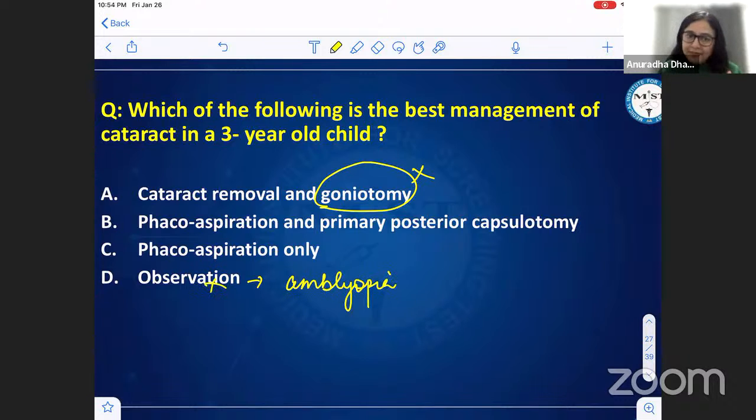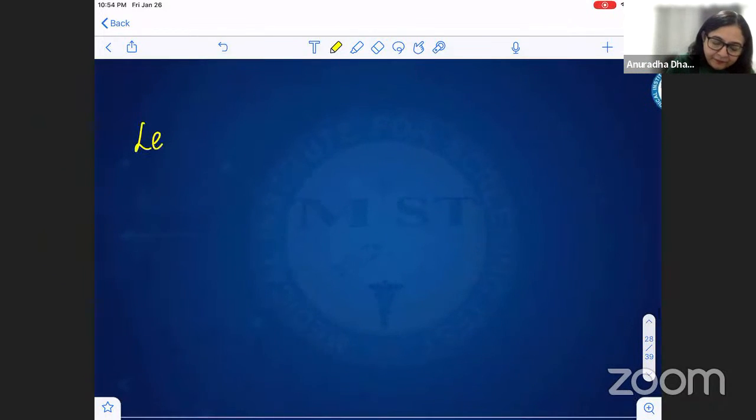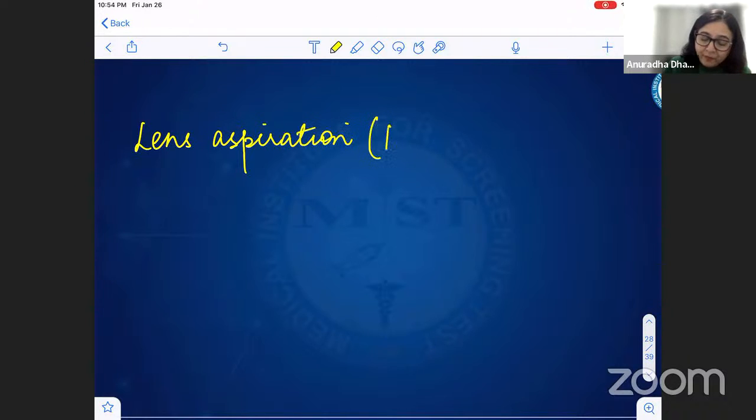Phaco aspiration only means you do the surgery and aspirate the cataractous lens. Now this is not the best management, because in children there is a very high chance of developing posterior capsular opacification. So we do the surgery, we do the lens aspiration. If you are doing it with a phaco probe, then it is called phaco aspiration.